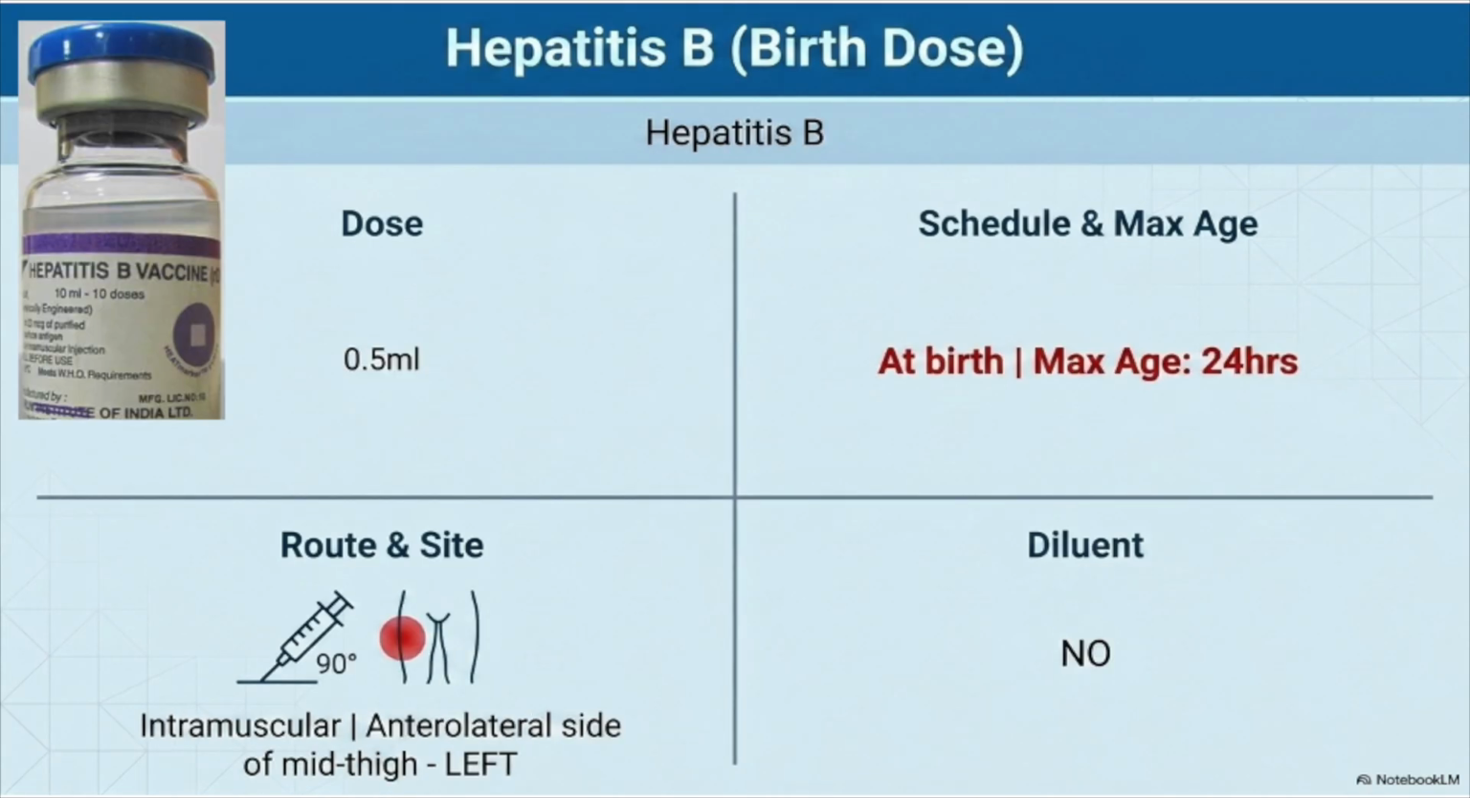Now let us look at hepatitis B birth dose. The dose is 0.5 milliliters and it must be given at birth within a maximum age of 24 hours. This is a critical time bound vaccine. It is given intramuscularly on the anterolateral side of the left mid thigh and no diluent is needed.